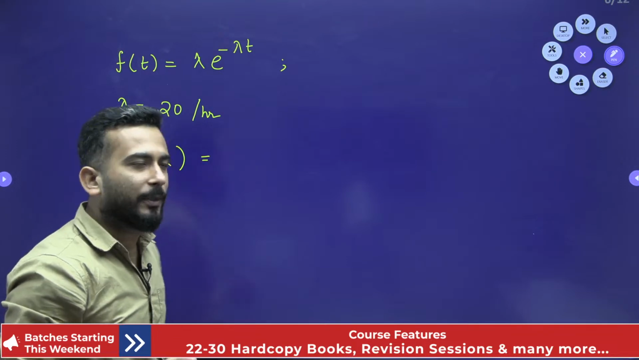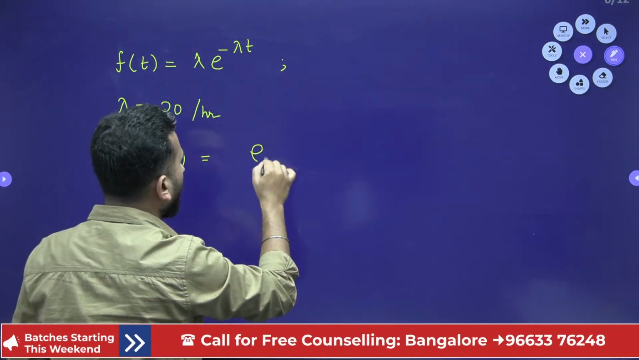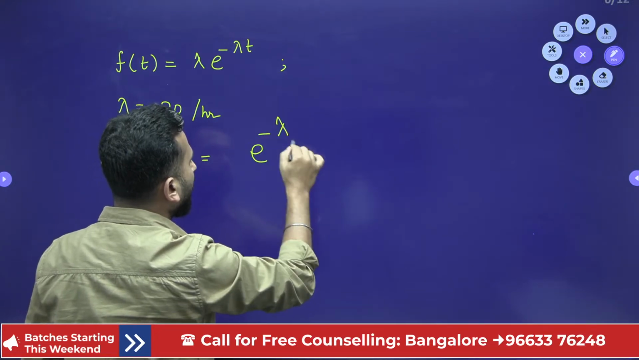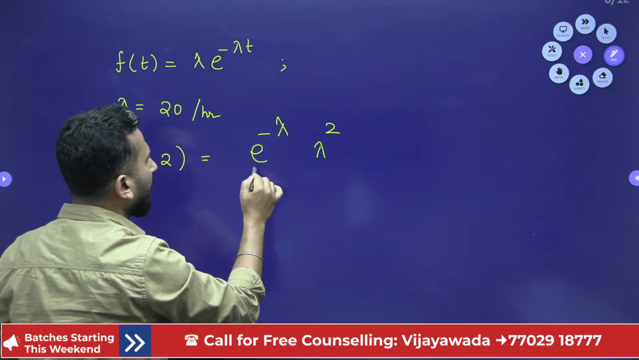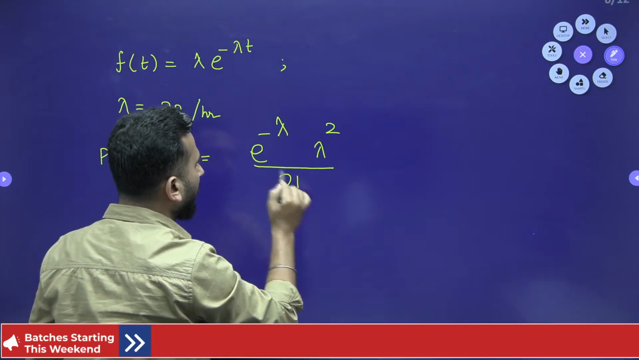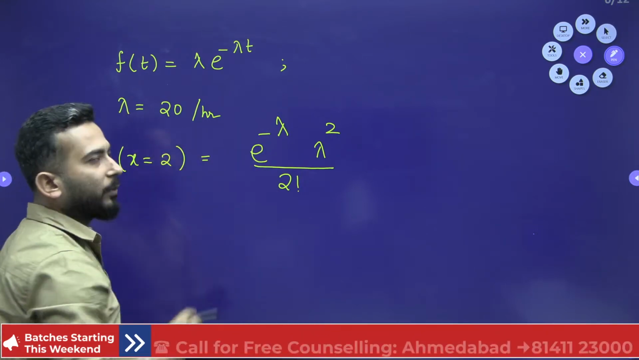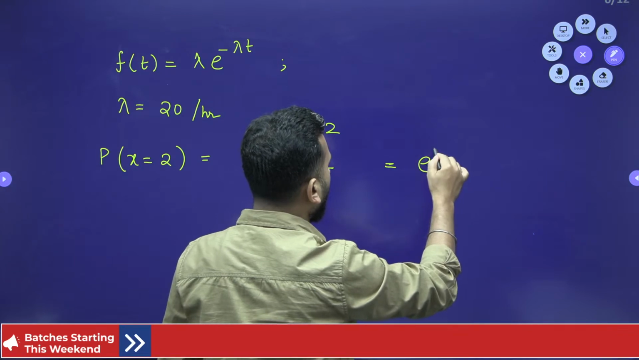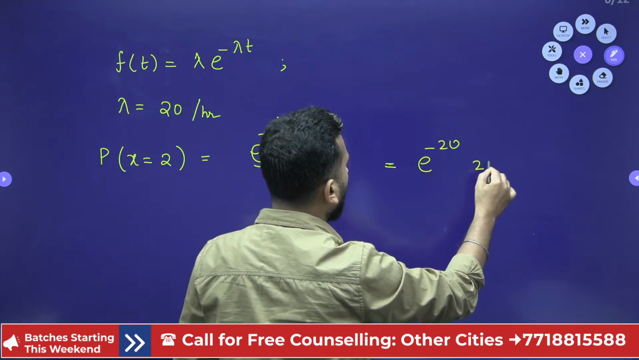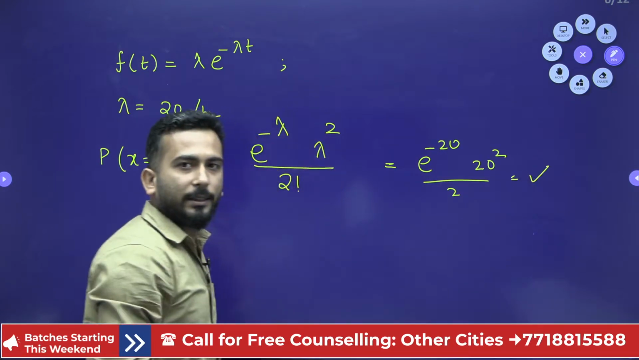Whenever unit time is concerned, we use e to the power minus lambda, lambda to the power 2, divided by 2 factorial. So what value of lambda will you substitute? You will substitute lambda equal to 20, so it is e to the power minus 20, 20 to the power 2 by 2 factorial, and you will get your answer.